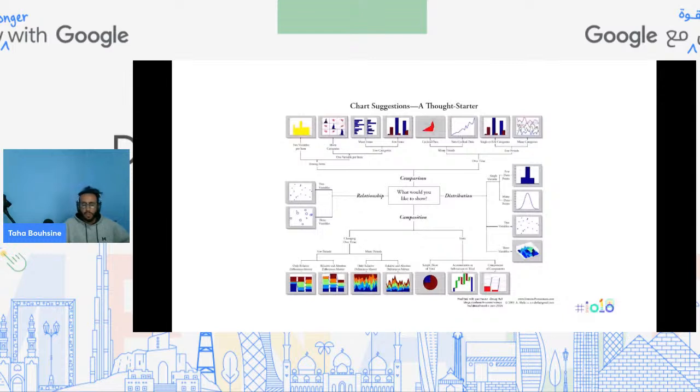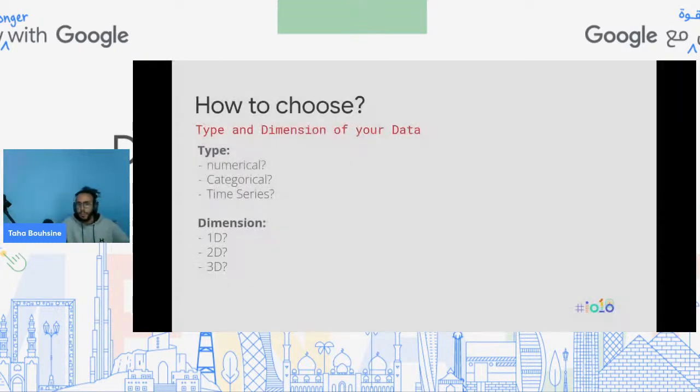But in most cases, the most used ones for distribution, relationship and comparison are the line chart, the bar chart, the scatter plot and the histogram, as well as the small multiples, where we mix a lot of line charts and a lot of bar charts to compare the different distributions of our data. So before choosing a chart, what should we ask ourselves?